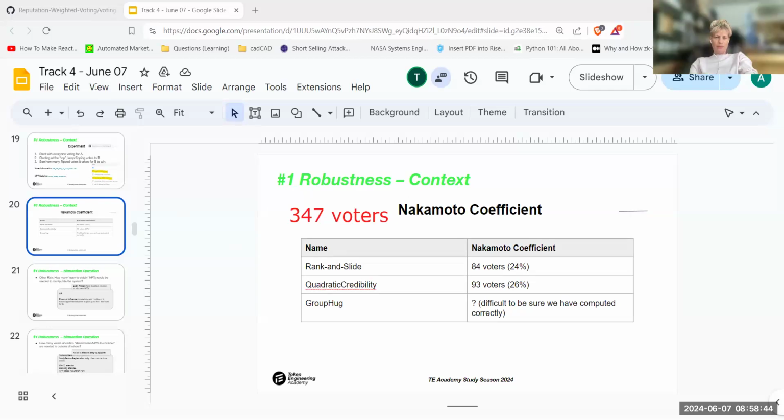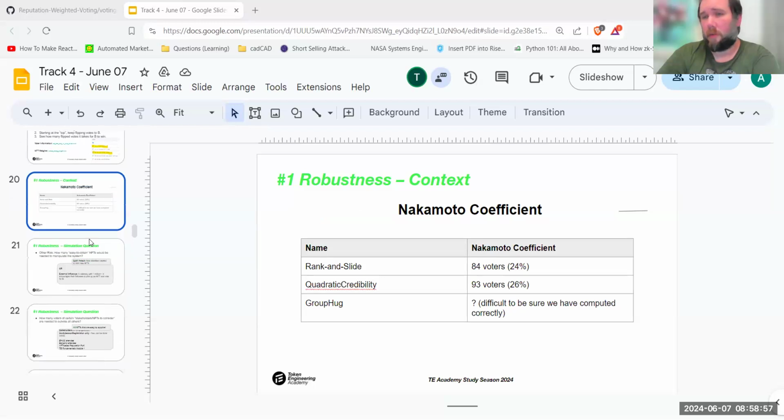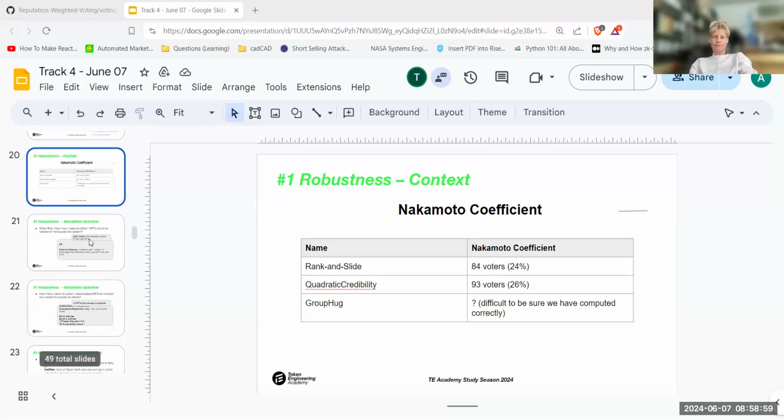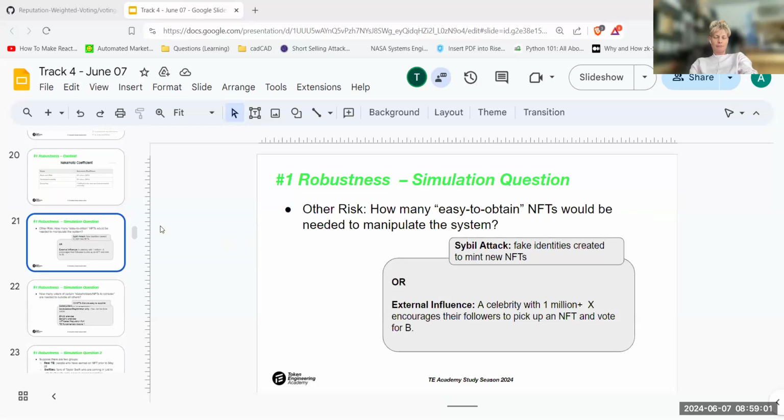Other questions or comments? I must say, of course, we're generally quite happy that we have such a strong result in the Nakamoto coefficient. I was really surprised at how well they did. And that's also a credit to you for setting the default estimated NFT weights based on some reasonable guidelines.